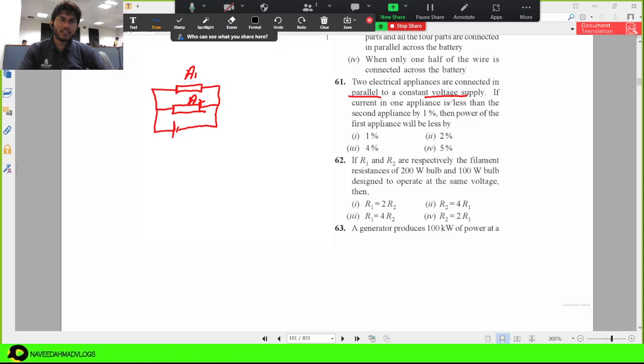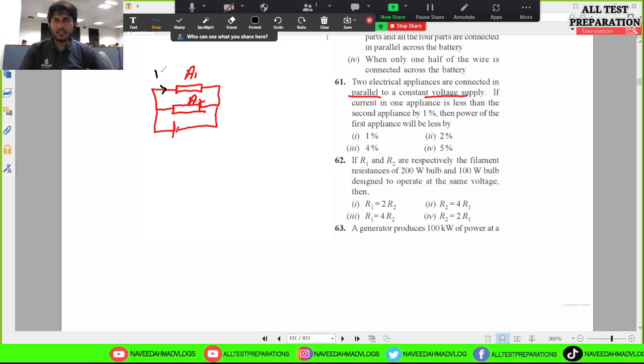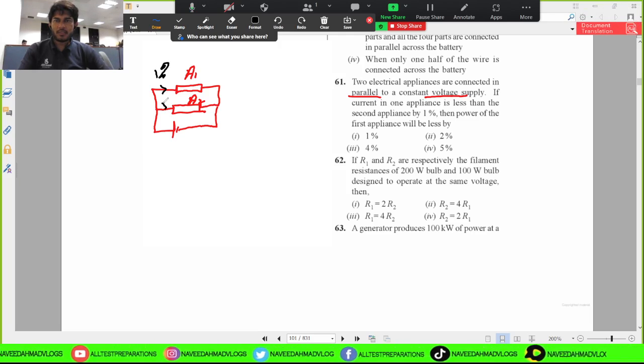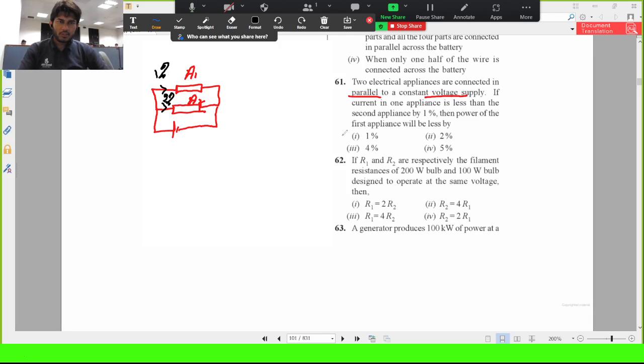If the current in one appliance is less than the second appliance by 1%, let's suppose the current in this appliance is 1% and the current in this appliance is 2%. So the current in the first appliance is less than the current in the second appliance by 1%. We will need to find the power.